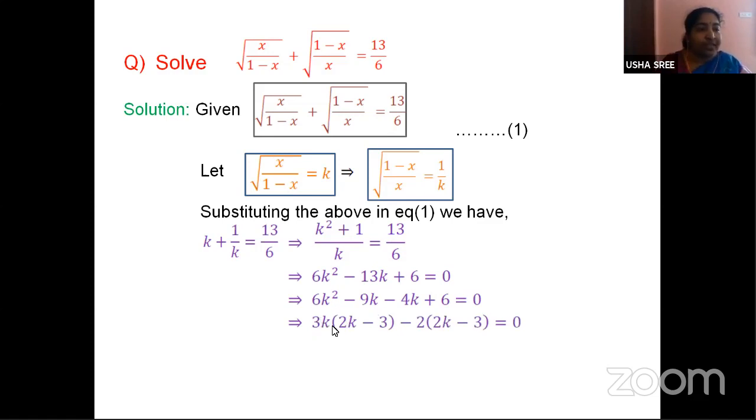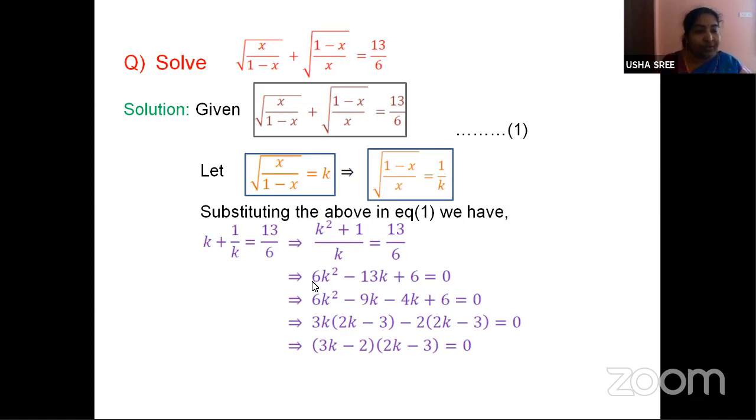From the first two terms, we will take 3k common. Then you will have it as 2k minus 3. And from the last two terms, I'm taking minus 2 common. Then you will get 2k minus 3. So 3k into 2k minus 3 minus 2 into 2k minus 3 is equal to 0. 3k minus 2 into 2k minus 3 is equal to 0.